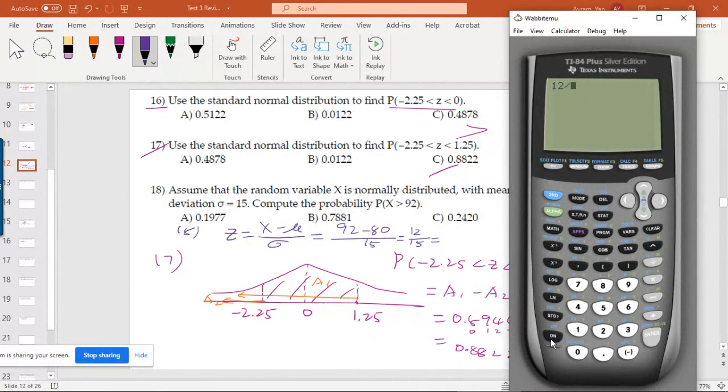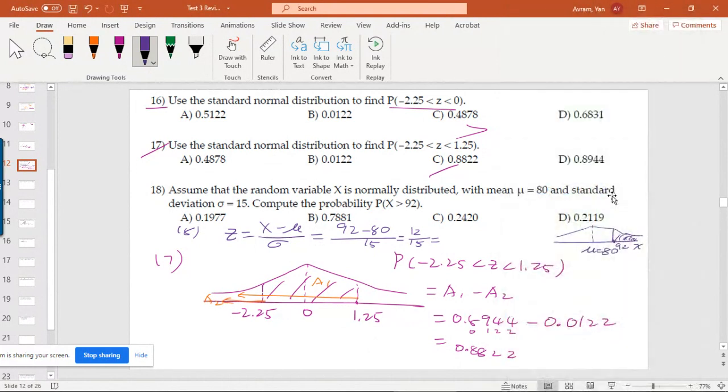Okay, 12 divided by 15. This is giving you 0.8, or you can add a 0 on your own. It's 0.80, right? Because for a z-score you can read up to 2 decimal points, so we can use this one in here. And then the probability of x greater than 92 is actually z-score greater than 0.80.